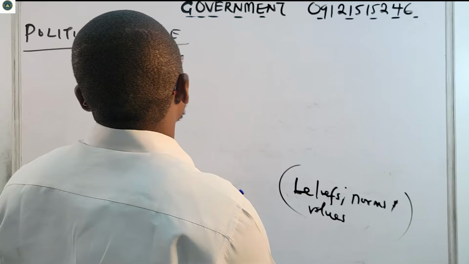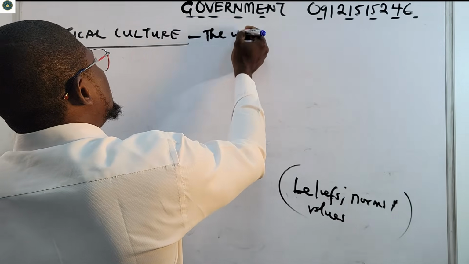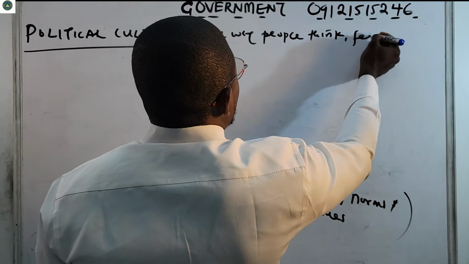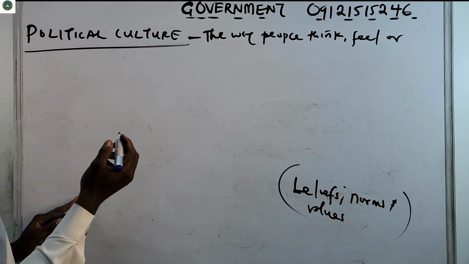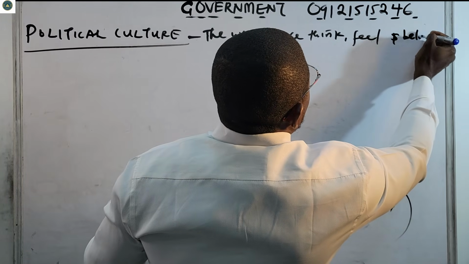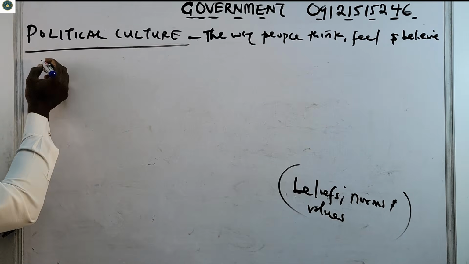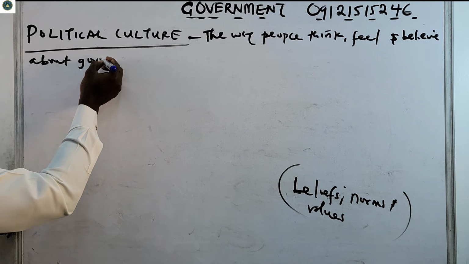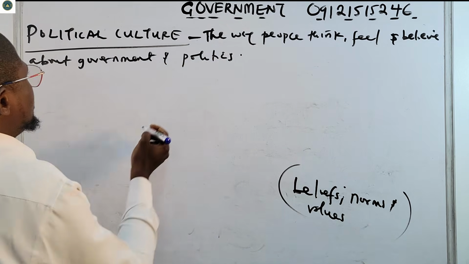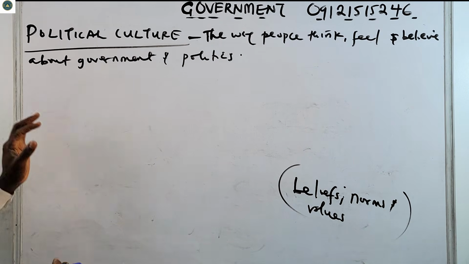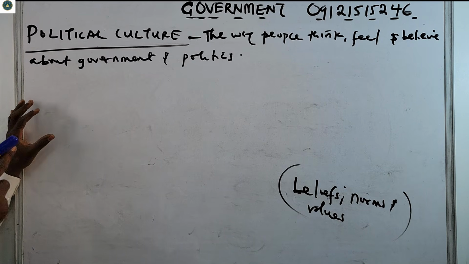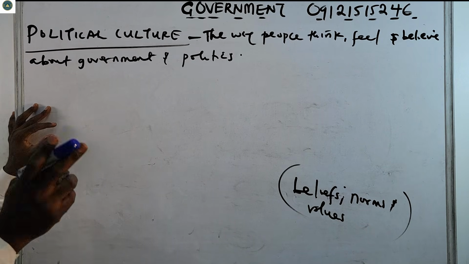Now, what is political culture? We say it is the way people think, the way they feel, and what they believe about government and politics. That's what political culture is: the way people think, the way people feel, what they believe, their norms, about governments and politics, or about the political system.